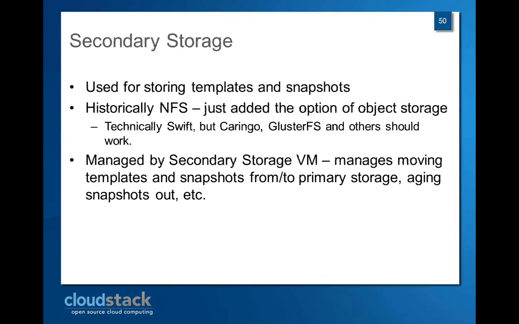In terms of storage, there are several options there as well, which is essentially historically NFS is available, and Swift is available, and Caringo, and a bunch of others, and many more on the way that are being integrated as we speak for secondary storage. And secondary storage is managed by a VM that's running in the infrastructure, and that basically allows you to do things like snapshot and move snapshots from primary to secondary, and even the aging of the snapshots and all of that. So essentially, you can effectively manage your storage more efficiently.